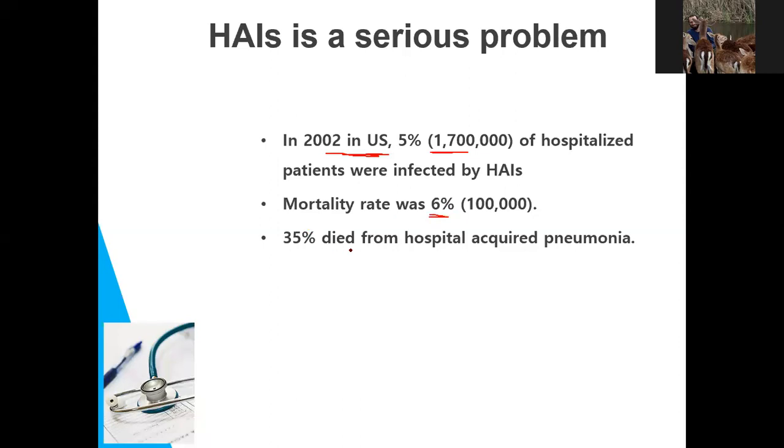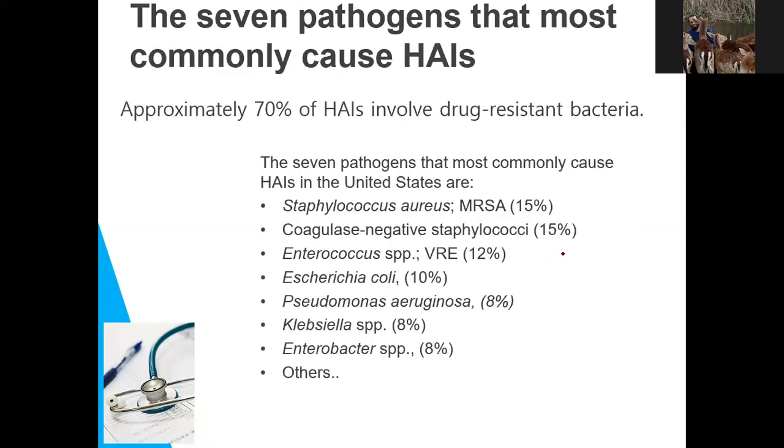35% die from hospital acquired pneumonia, specifically pneumonia, the most dangerous infection caused by healthcare facilities, and the mortality rate is very high due to healthcare acquired pneumonia, about 35%. We have a number of pathogens, mostly bacteria, involved in the health acquired infections.